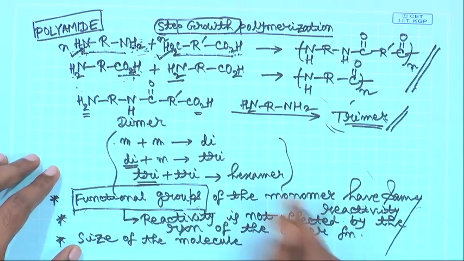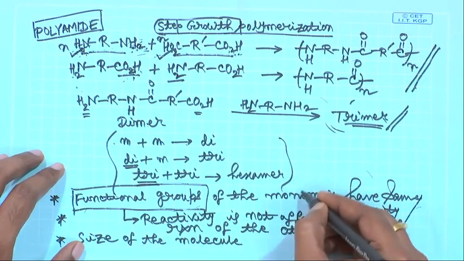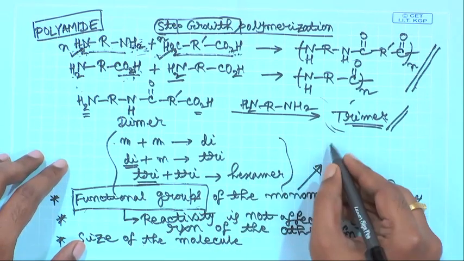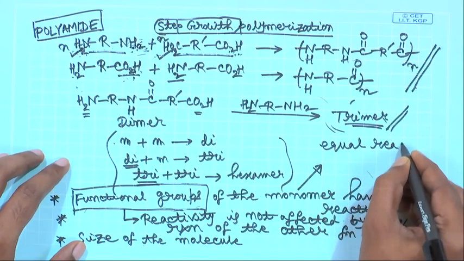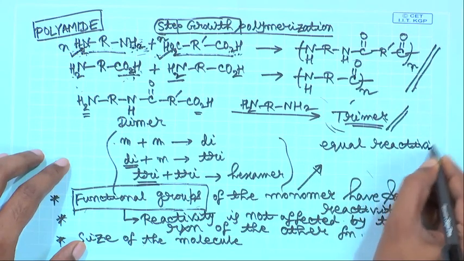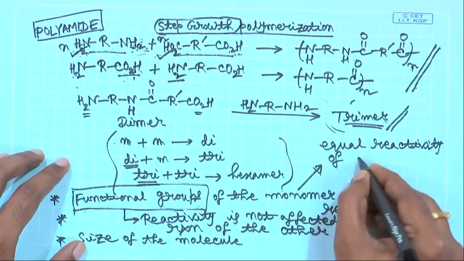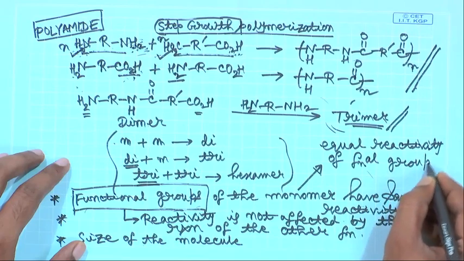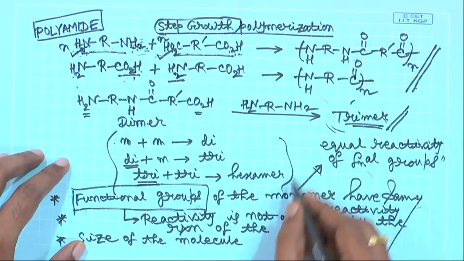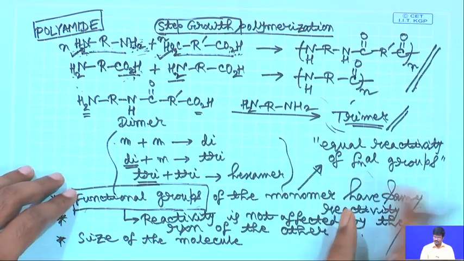Now, all these assumptions you can actually say this is basically called as an assumption of equal reactivity of functional groups. That is the assumption, equal reactivity of functional groups.